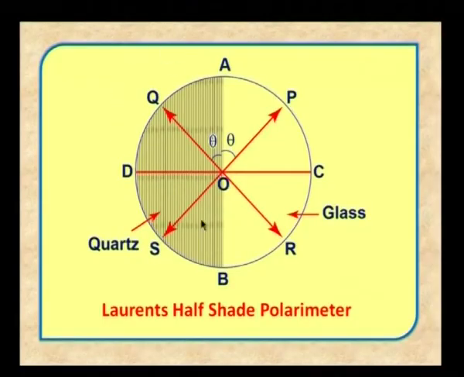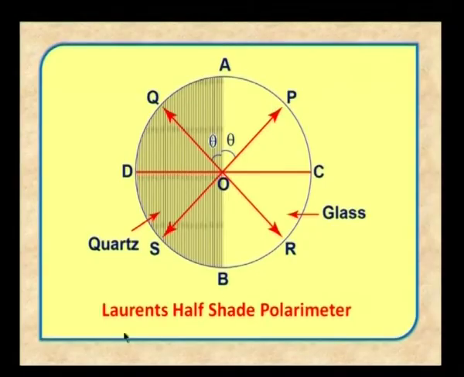So, a half shade plate that you have got here, compared to glass, you have got a glass here. Plane polarized light is passing through glass as well as quartz. The plate is here through which the plane polarized light is passing. The plate is made up of two parts. The circular plate, half of it is made up of quartz, which will lead to double refraction. You know by now a quartz plate will lead to double refraction.